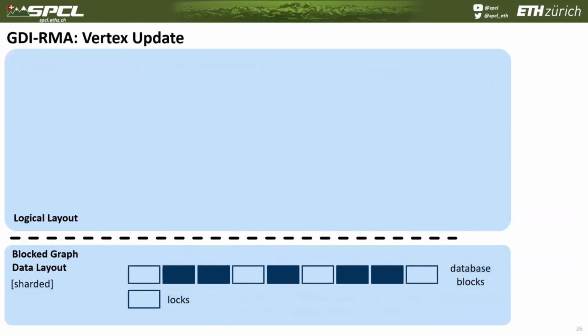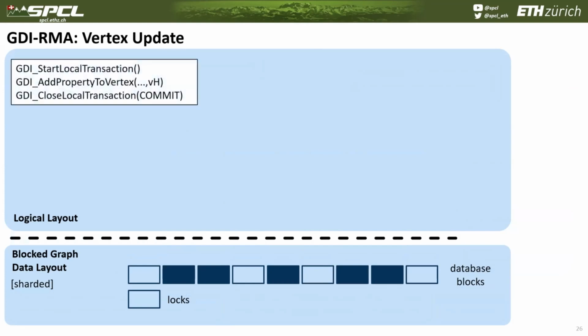So now let's take a look at how this works in practice by looking at an example graph transaction. Let's take a look at something simple, namely a single vertex update, in which we are going to insert a new property into a vertex. At the GDI development level, this would look very simple. There are different ways you could implement this, but the simplest one would be basically 3 calls, namely GDI start local transaction, then the call to add this property to the vertex, and then the one to commit the transaction.